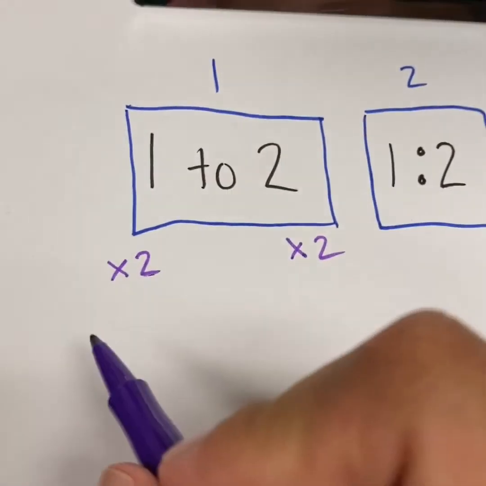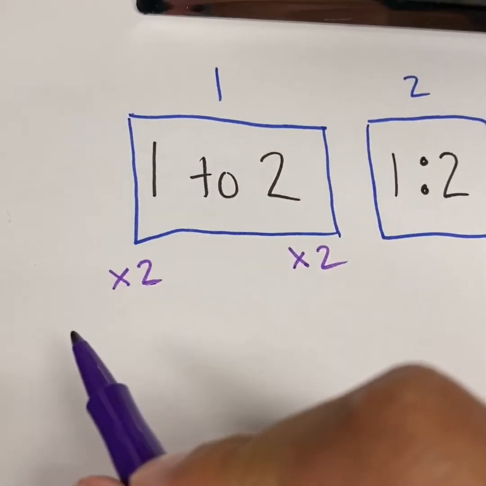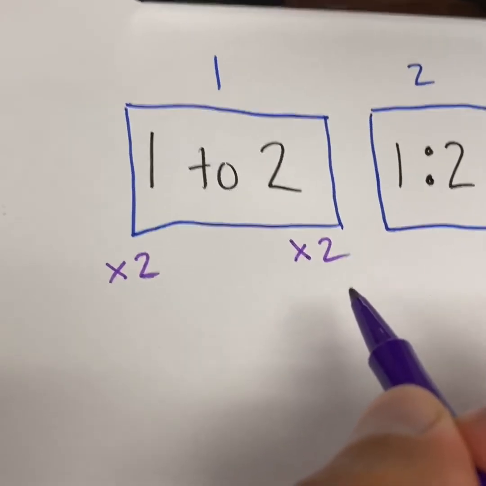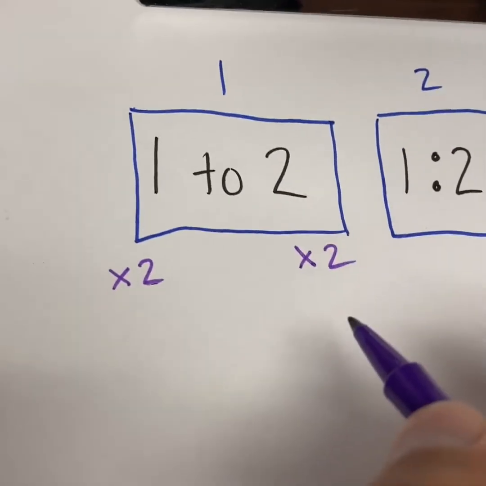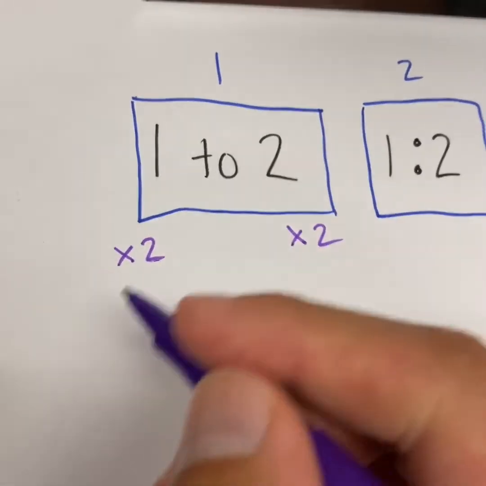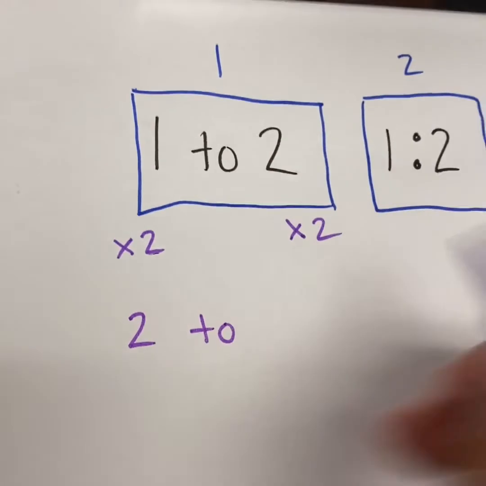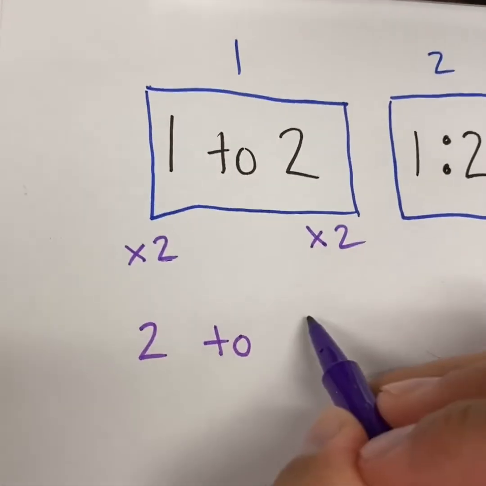All right, this is the important part. You have to do the same to one side as you do to the other. It's kind of like finding equivalent fractions. You have to multiply the numerator and the denominator by the same thing. So let's go ahead and do this. 1 times 2 would be 2, and 2 times 2 would be 4.